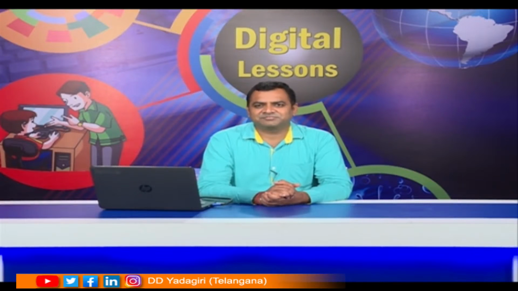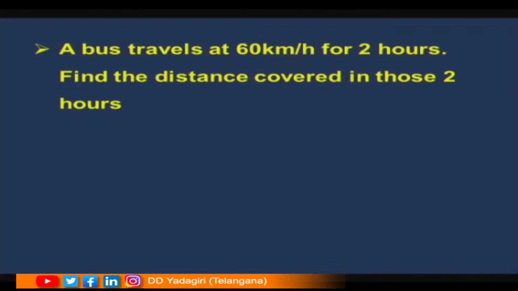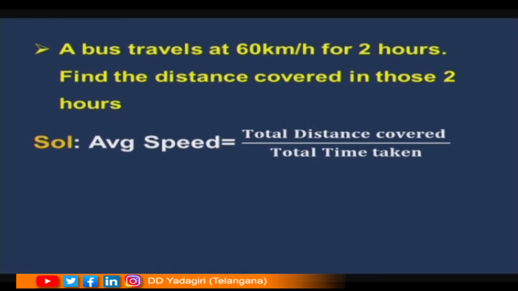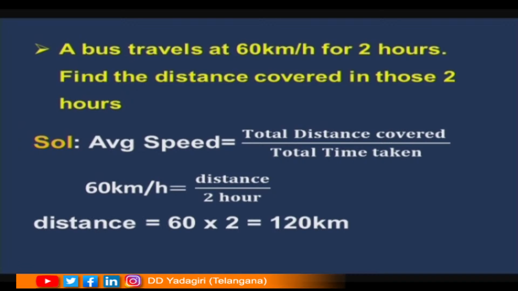Consider another example. A bus travels at 60 km per hour for 2 hours. Find the distance covered in those 2 hours. So, the average speed is total distance covered by total time taken. Substituting the values, 60 km per hour is equal to distance covered by 2 hours. From this, distance is equal to 60 kilometers per hour into 2 hours, which is equal to 120 kilometers.